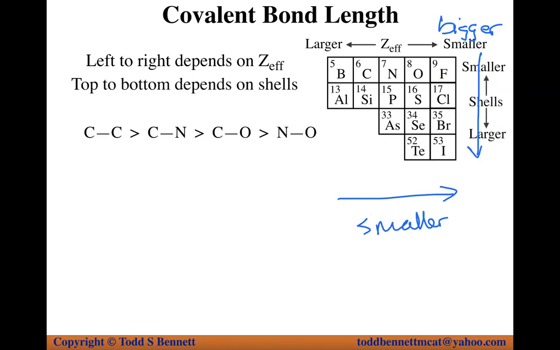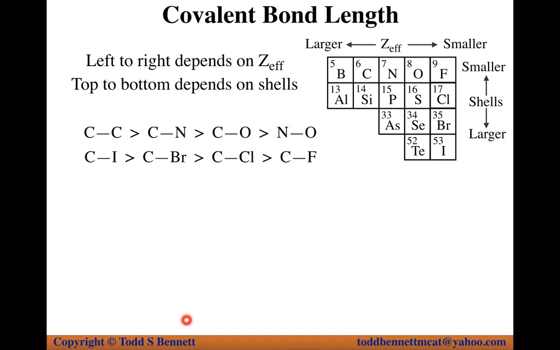Top to bottom. So again, let me erase my drawing because it's just getting in the way of a prettier computer picture. Same sort of story. C-I is longer because it's the same atom in each case, carbon, but big atom, medium atom, small atom, really small atom.